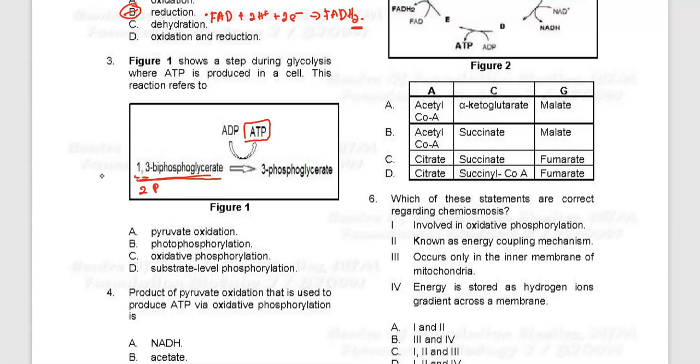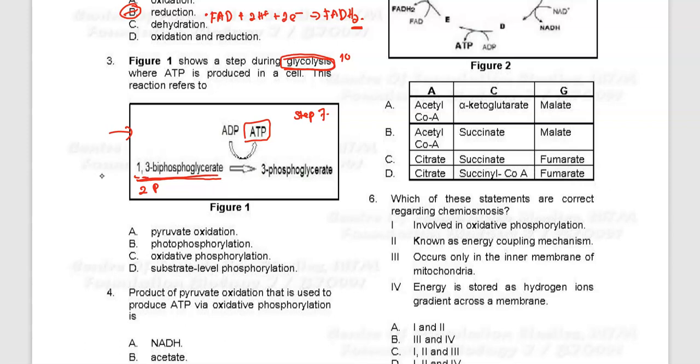So this is the stage that occurs during glycolysis, where glycolysis has 10 steps. So this one in this figure is step 7. Okay, it is step 7. So back to the molecule.